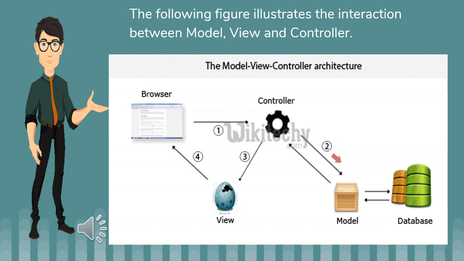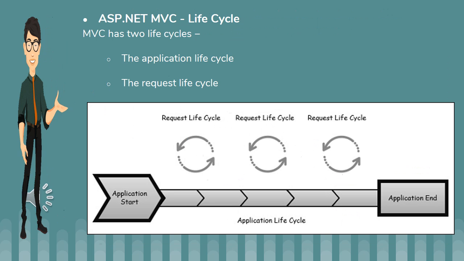The following figure illustrates the interaction between model, view, and controller. The following figure illustrates the flow of the user's request in ASP.NET MVC. When the user enters a URL in the browser, it goes to the server and calls the appropriate controller. Then, the controller uses the appropriate view and model, creates the response, and sends it back to the user.